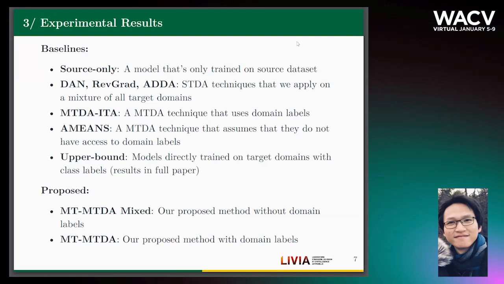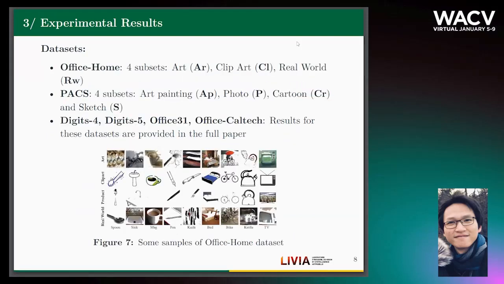So for the proposed method, in order to have a fair comparison, we introduce two versions of our method. The first one is MTDA mix, our proposed method without domain labels. The second one is just MTDA, our proposed method with domain labels. So for the datasets, we've compared them on several. First are Office-Home and PACS, which we present the results of in this presentation. The other results for digits and other Office datasets are presented directly in the full paper.